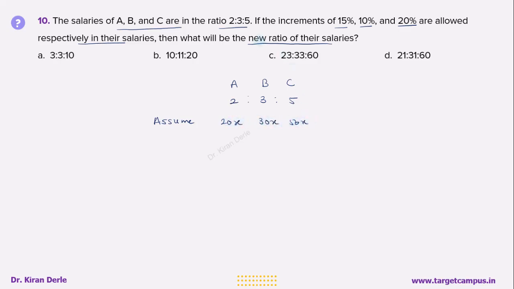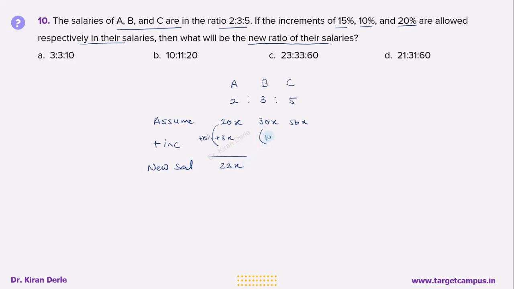Because anyway we want the new ratio of their salaries, so it won't make any difference, but it will actually simplify our calculations. How? Let's see. They have increments here. This person has got an increment of 15%. So what is 15% of 20? 10% is 2, 5% is 1, so he's getting 3x as the increment. Okay, so his new salary will be 23x.